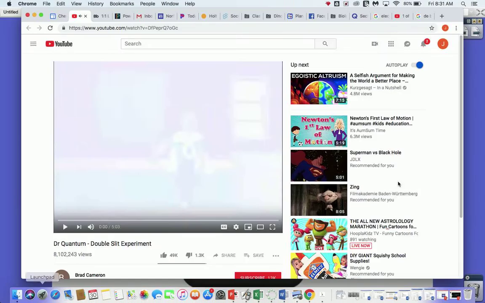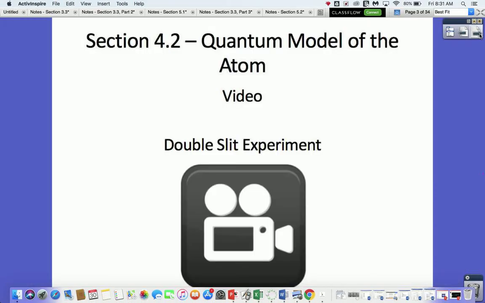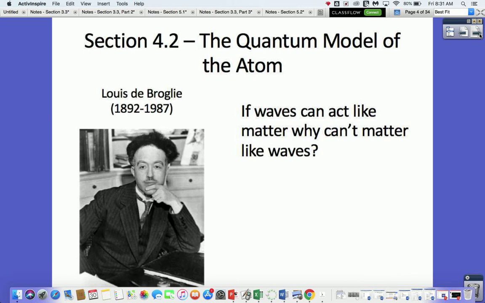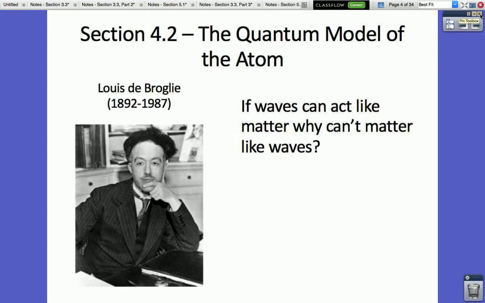Okay, so de Broglie's question: if waves can act like matter, why can't matter act like waves? Well, it turns out, just like he figured you could figure out mathematically, matter can totally act like a wave, as shown in the double slit experiment.